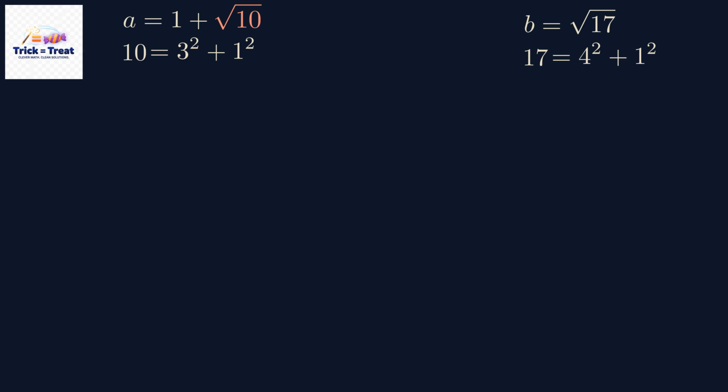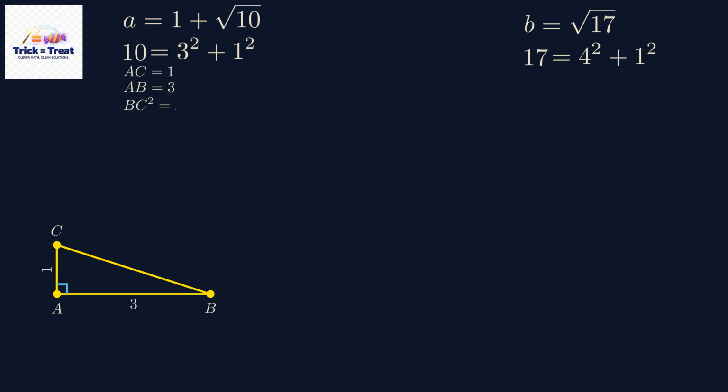Let's visualize square root of 10. We want to make it the hypotenuse of a right triangle. Let's draw such a triangle, ABC. We first draw a vertical line segment AC, then draw a horizontal line segment AB. Let the length of AC be 1, and let the length of AB be 3.